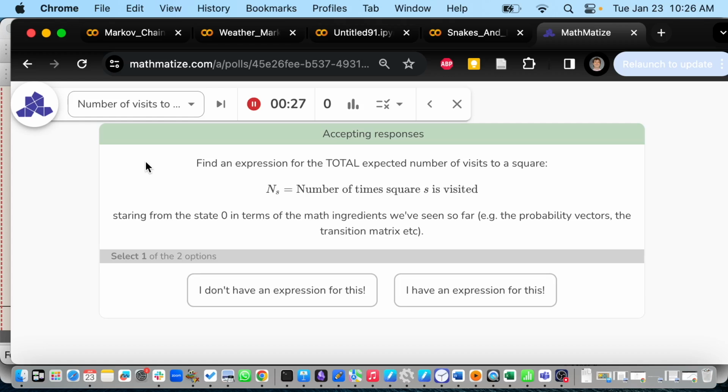So let me give you another minute. You can put in if you have an expression or not. How would you represent this random variable, the number of times a square is visited? Oh, and I want the expected number of that, right? So N_s is a random number, how many times you visit square s. And the expected number total, so how many times you visit it in total, and take the expected value.